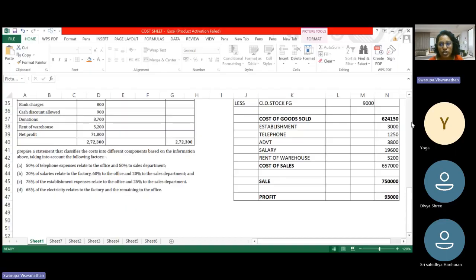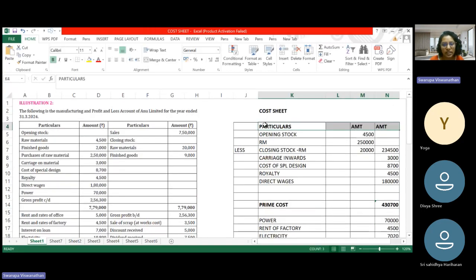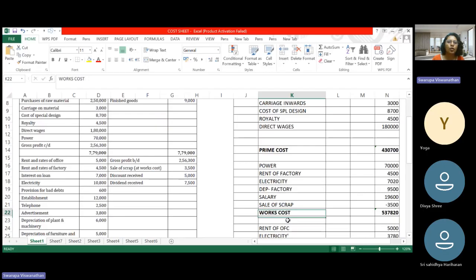So how is a cost sheet prepared? The format of cost sheet starts with raw material. Raw material, wages and any kind of direct expenses together will bring the prime cost. To prime cost, we add factory overheads and adjust opening and closing stock of work in progress. We will get works cost. So the value of WIP is based on the works cost.